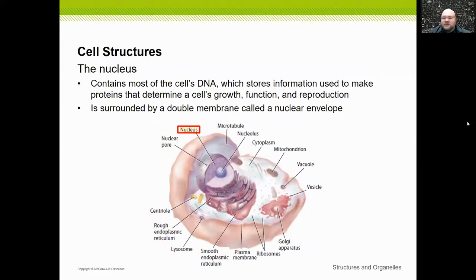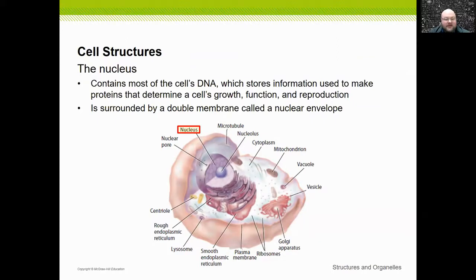Next, we have the nucleus, and here's a picture here. Follow along, and it's going to show you every part. The nucleus contains most of the cell's DNA, which stores information used to make proteins that determine a cell's growth, function, and reproduction. It's surrounded by a double membrane that we call a nuclear envelope.